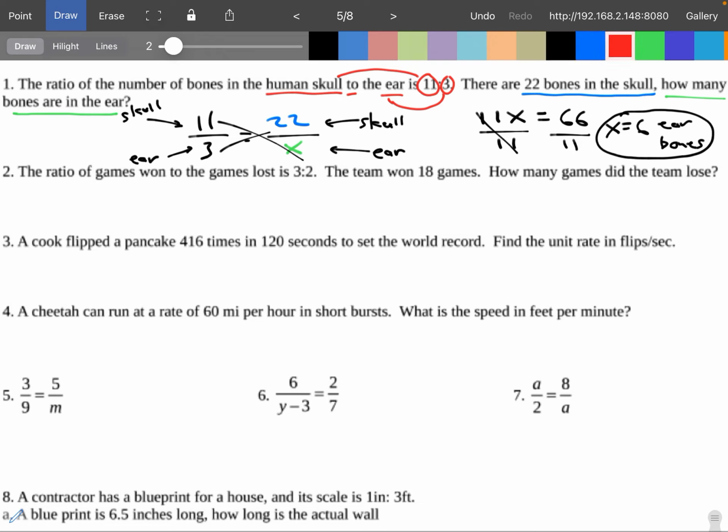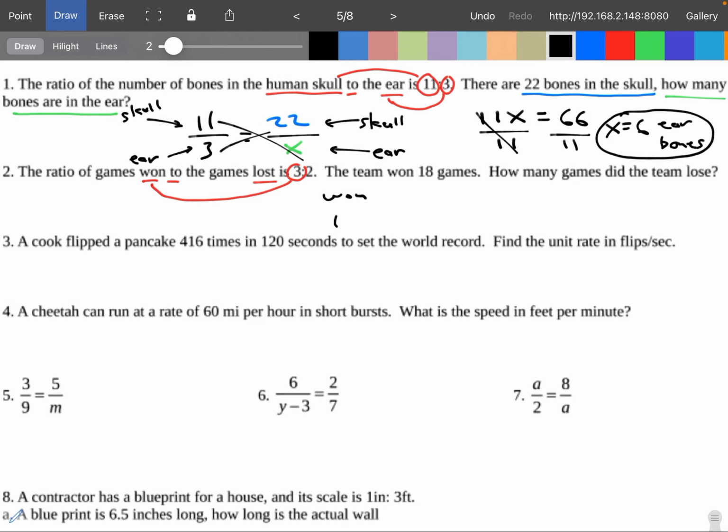Same idea on the next one. We're going to use a proportion to solve it. So it says the ratio of games won to lost. Okay? So again, it's 3 to 2. So that means the 3 has to go with the games won, and then the 2 goes with the games lost. So again, do you guys remember that? The first number here, the 3, goes with the word before the word 'to'. So we're just going to put this as 3 over lost, right?